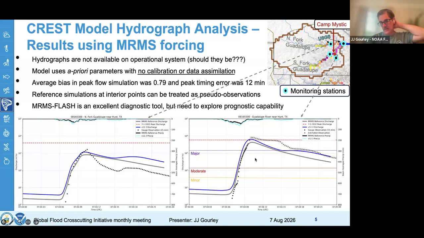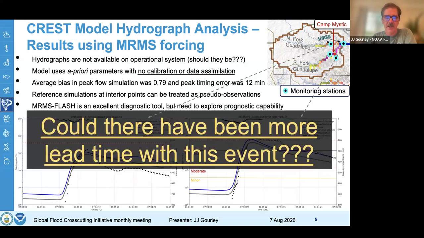And you can see it worked pretty well for this event. We were only off by a little bit of underestimation on the peak at the very top end, and very good on the timing. The thing that's maybe surprising about this is this model doesn't get calibrated. The parameters are based on a priori parameters, so it hasn't been tuned in any way. This is how it runs out of the box, basically everywhere in the US. No data assimilation, and this is what was produced in real time. So it worked pretty well for this event.